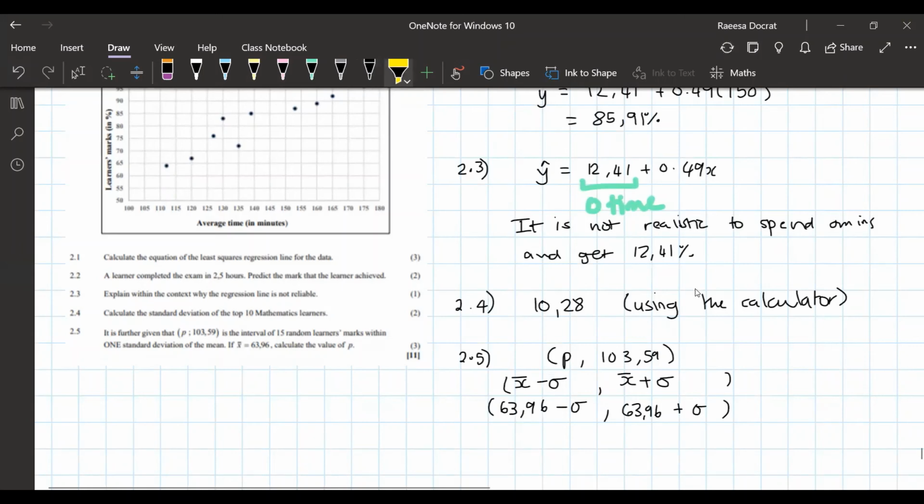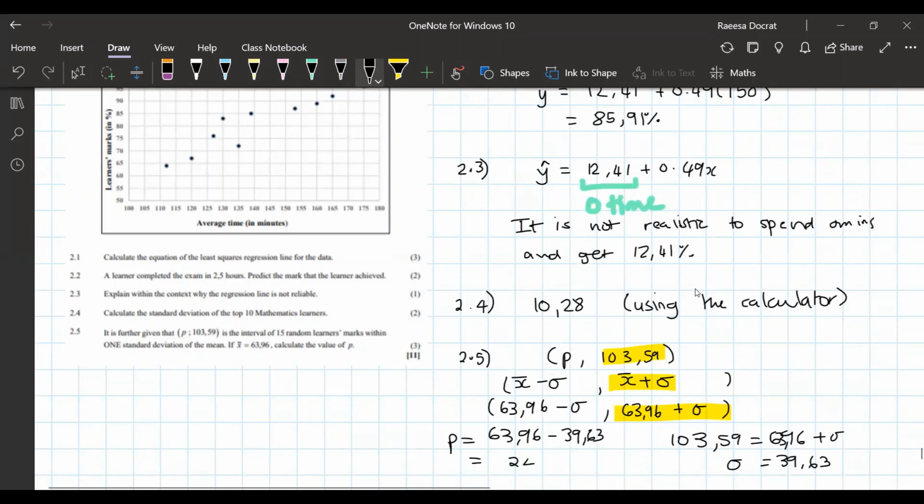What we can do is use this side to solve for sigma. We have that 103.59 is equal to 63.96 plus sigma. Solving for sigma, we get that it's equal to 39.63. Then we can substitute it back in here. P is equal to 63.96 minus sigma, which we now know is 39.63. So what we get for P is 24.33. This question depended on you knowing what it means to be within one standard deviation of the mean.